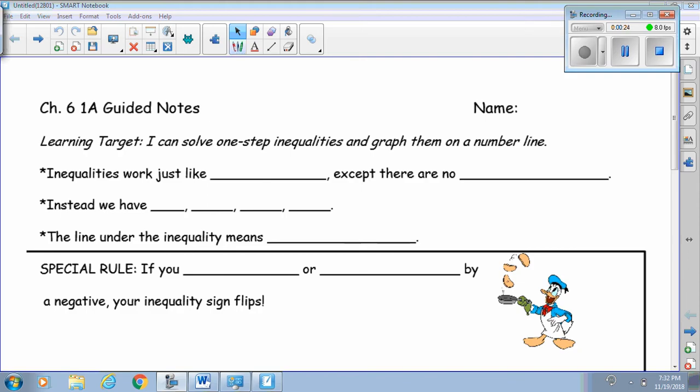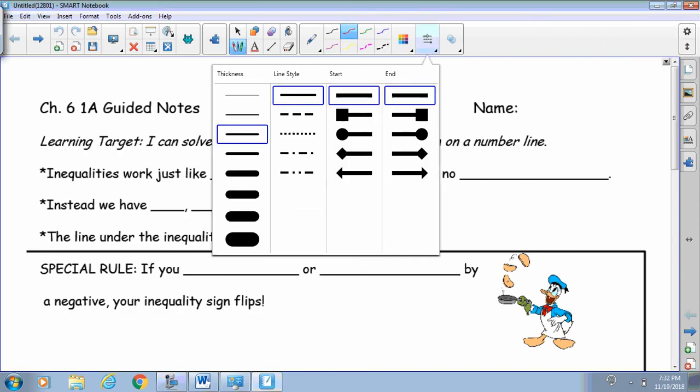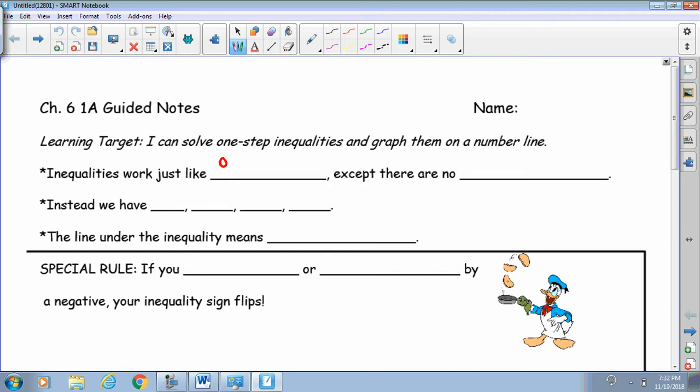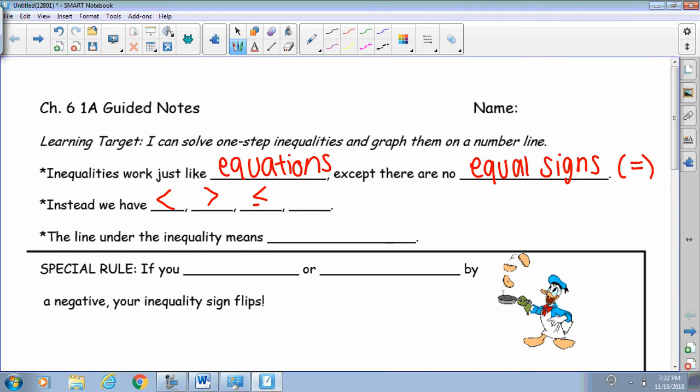Inequalities work just like equations, except there are no equal signs. Instead of equal signs, we have inequality signs. We have less than, greater than, less than or equal to, and greater than or equal to. And the line under the inequality means or equal to.